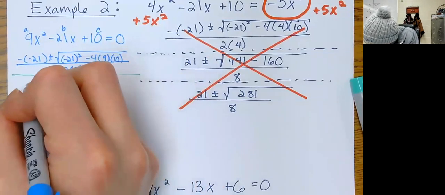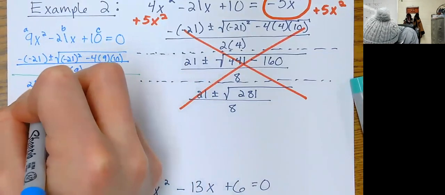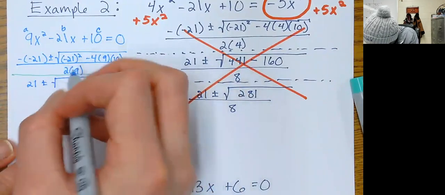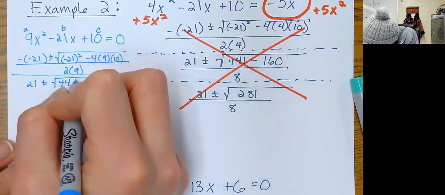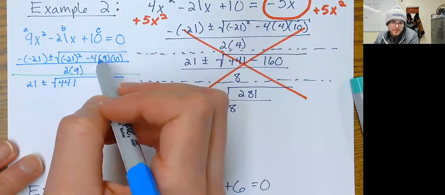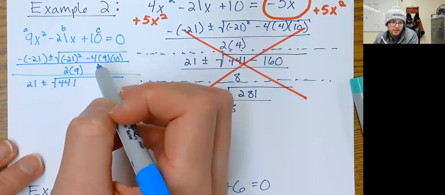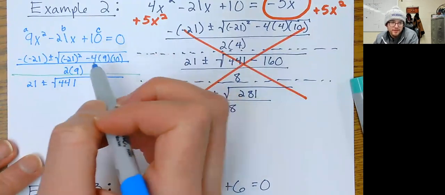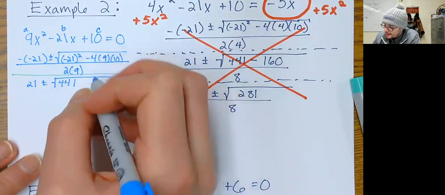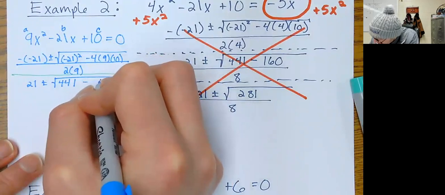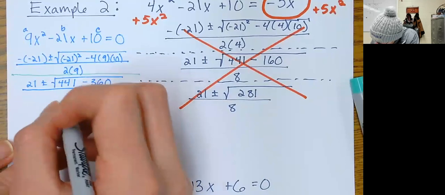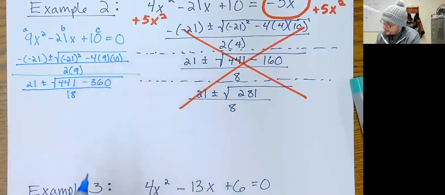And then we're going to get positive 21 again, plus or minus the square root. Again, we're going to get 441. That hasn't changed. But here we're going to get a different number because it's no longer 4 times 4. Now we got 4 times 9. Negative 4 times 9 is negative 36. And negative 36 times 10 is negative 360. All right, it's making a whole lot more sense now. We're going to get 18 down here.